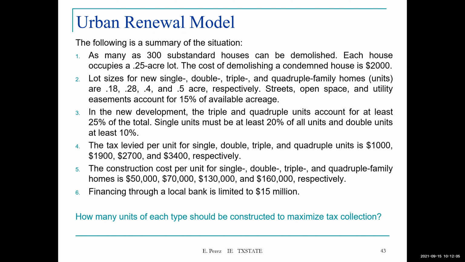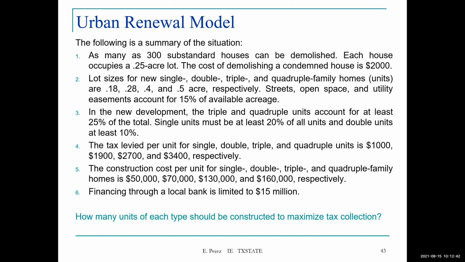The following is a summary of the situation. As many as 300 substandard houses can be demolished. Each house occupies a 0.25 acre lot. The cost of demolishing a condemned house is $2,000. Lot sizes for new single, double, triple, and quadruple family home units are 0.18, 0.28, 0.4, and 0.5 acres. Streets, open space, and utility easements account for 15% of the available acreage.